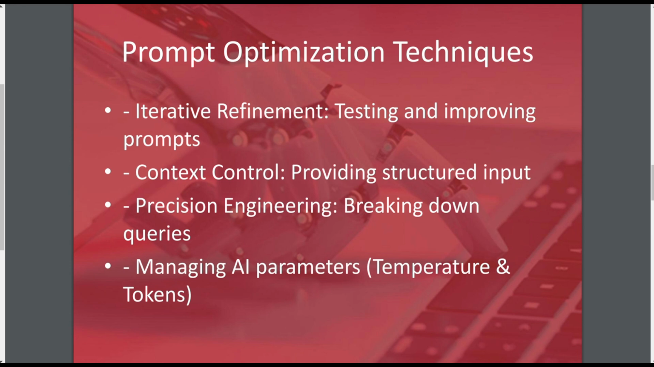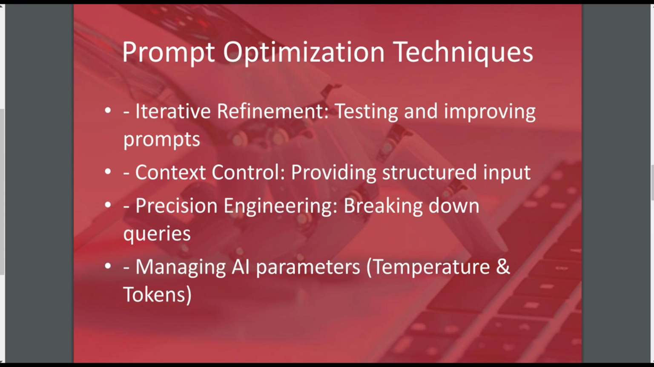Now, for example, start with write a story, then add genre to it, and you continue with character, conflict, and it continues in that order. That's the way to use the iterative techniques to optimize your prompt.